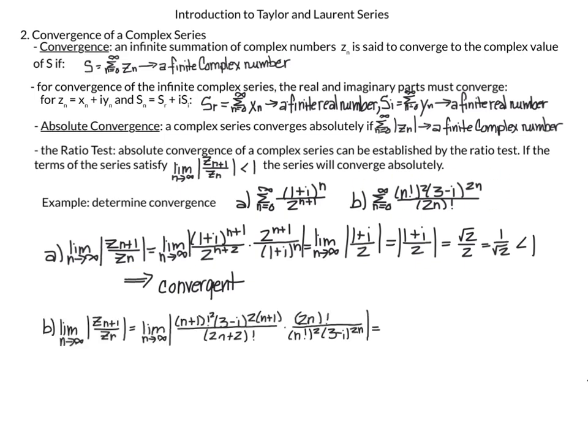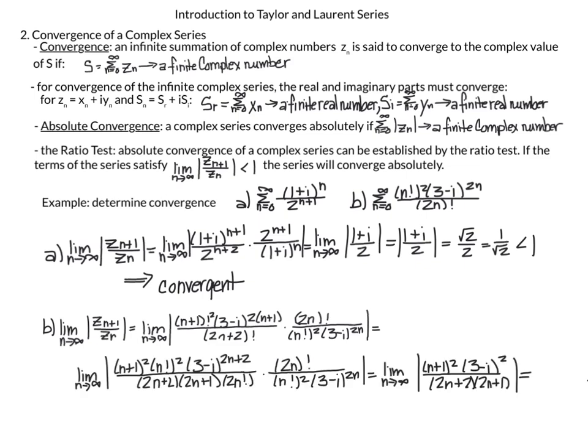For our second example, which looks a little complicated, first I'm going to substitute n plus 1 into this expression. So I have (n plus 1) factorial squared, (3 minus i) to the 2n plus 2, over 2 to the n plus 1. And since this is 2 times (n plus 1), that's (2n plus 2) factorial. And then I'm just going to take the reciprocal of this, which is (2n) factorial over (n factorial) squared, (3 minus i) raised to the 2n, all in absolute values.